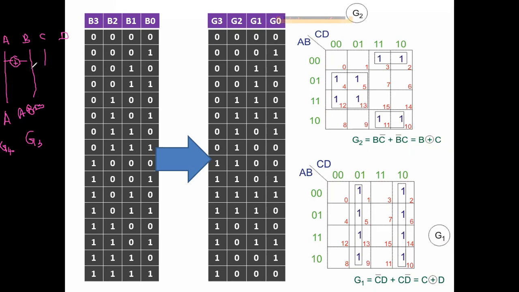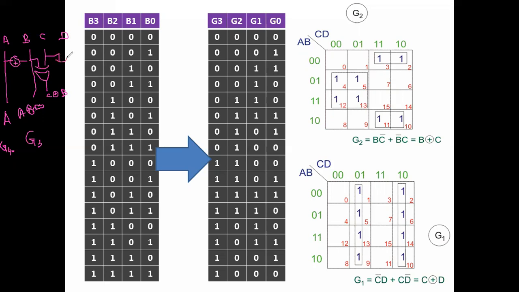Similarly, for G2, these two are taken. This one and this one are taken in XOR. So C XOR B, or B XOR C, both are the same.